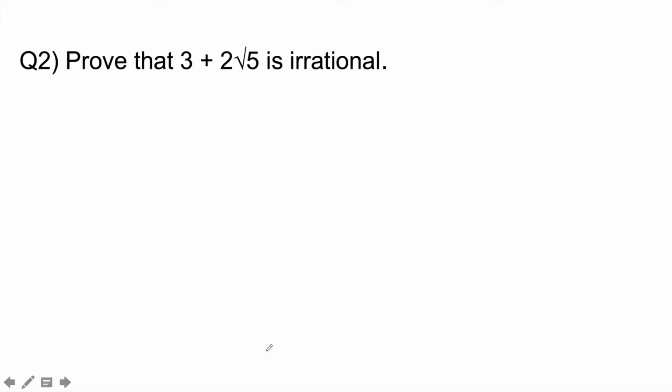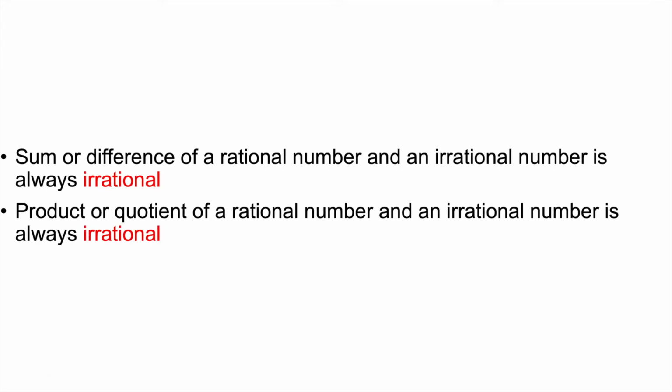Next question, prove that 3 plus 2 root 5 is irrational. We already proved that root 5 is irrational. Now we have to prove 3 plus 2 root 5 is irrational. Note these points. Sum or difference of a rational number and an irrational number is always irrational. Product or quotient of a rational number and an irrational number is always irrational.